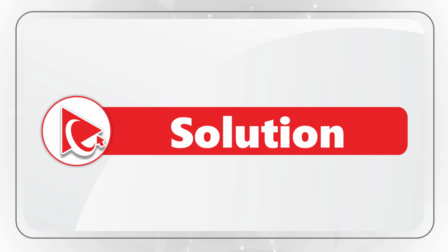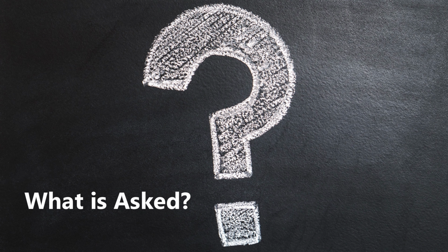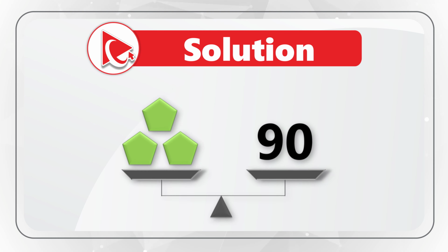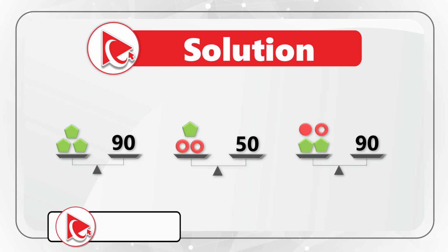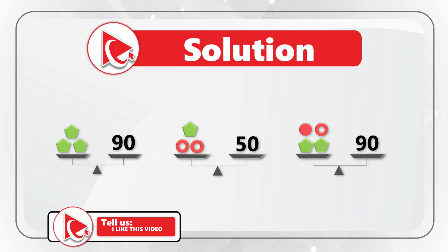I think the key to solve this challenge is to understand what is being asked. You see shapes on the left of the scale and the number on the right, which means that the combination of the shapes is equal to the number. To solve the problem, you need to go from scale to scale and calculate the shape's value.